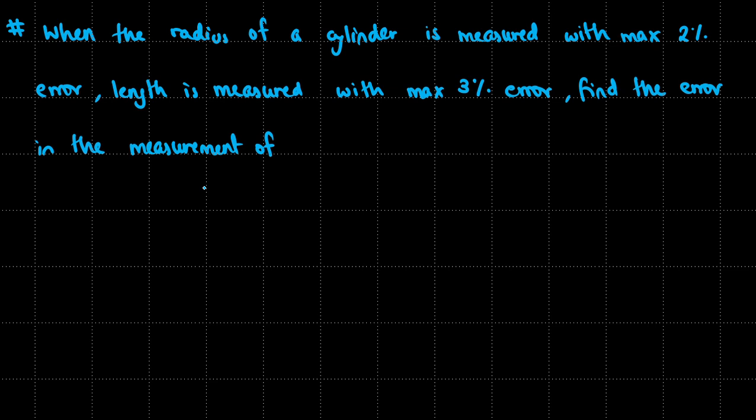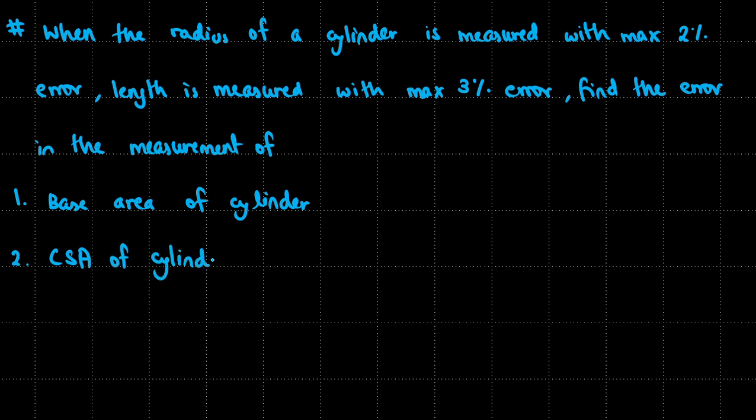of number 1, base area of cylinder. Number 2, curved surface area or CSA of cylinder. And number 3, volume of the cylinder. So that's the question that we have to find.